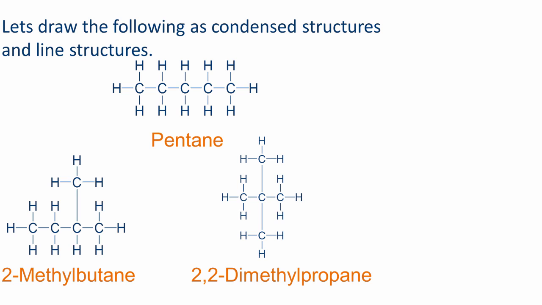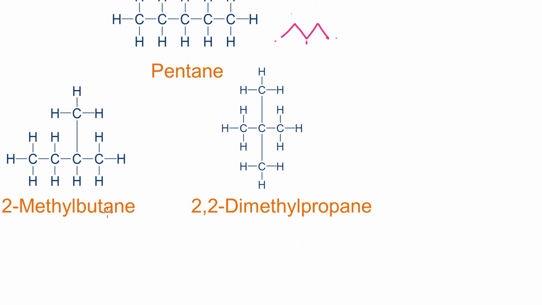Now, let's go ahead and draw these as condensed structures and line structures. So pentane, that'll be easy. It's a straight chain. It has 5 carbons. So start here. That's 1, 2, 3, 4, and 5. So that's pentane. That was easy. Let's go ahead and draw 2-methylbutane.